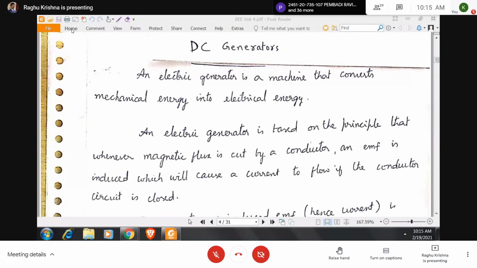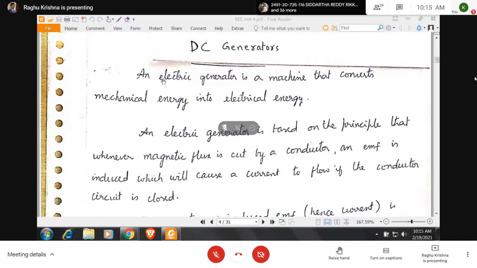Today I am going to start DC generators. In DC generators, you are going to see dynamically induced EMF. So first, what is a DC generator?